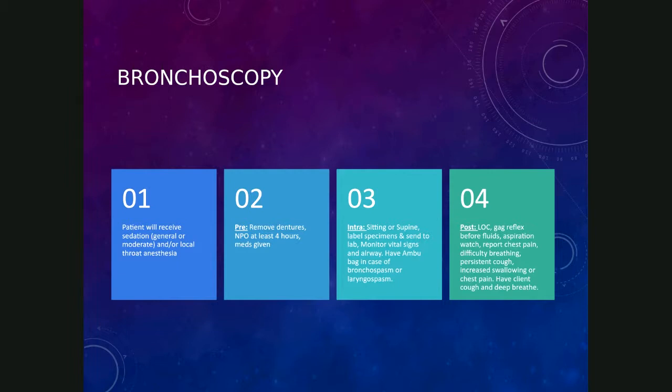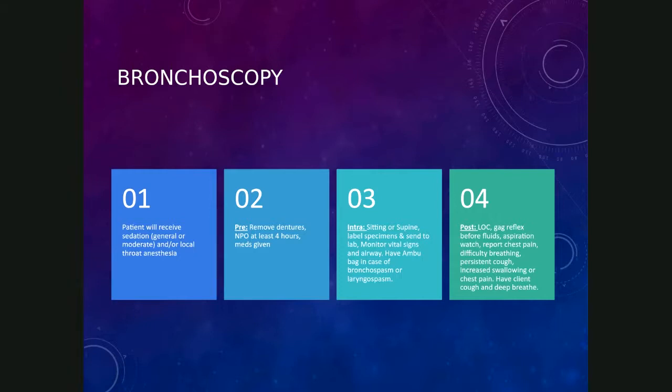So after this procedure, you want to monitor the patient's level of consciousness. You want to monitor their gag reflex, and that's simply because some of the anesthesia is a numbing agent for that gag reflex, so they're not choking when they're putting the camera down their throat. You want to watch for aspirations, and that's again because they've gotten medicine to relax everything. If the patient has any chest pain, any difficulty breathing, a cough that just won't go away, or if they're swallowing more than normal, those are all things that you need to monitor for. You want to have them cough and deep breathe.